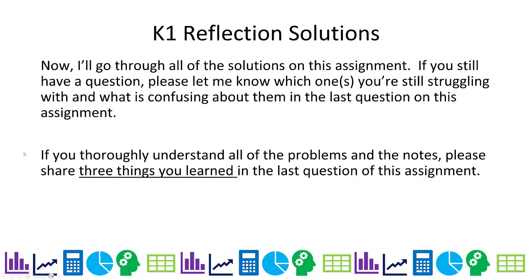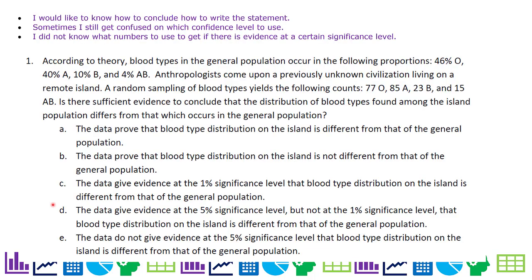All right, so we are working primarily on chi-squared goodness of fit, and we are also going to be doing some practice with other older problems. Number 1, according to theory, blood types in the general population occur in the following proportions: 46% type O, 40% type A, 10% type B, and 4% type AB.